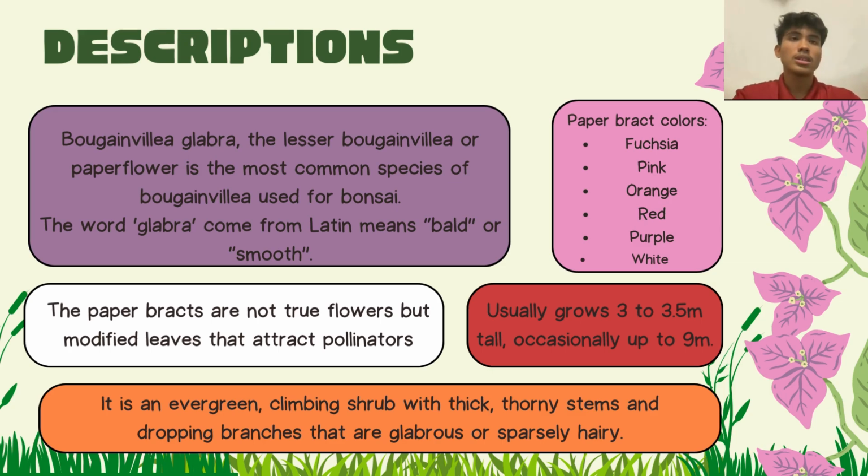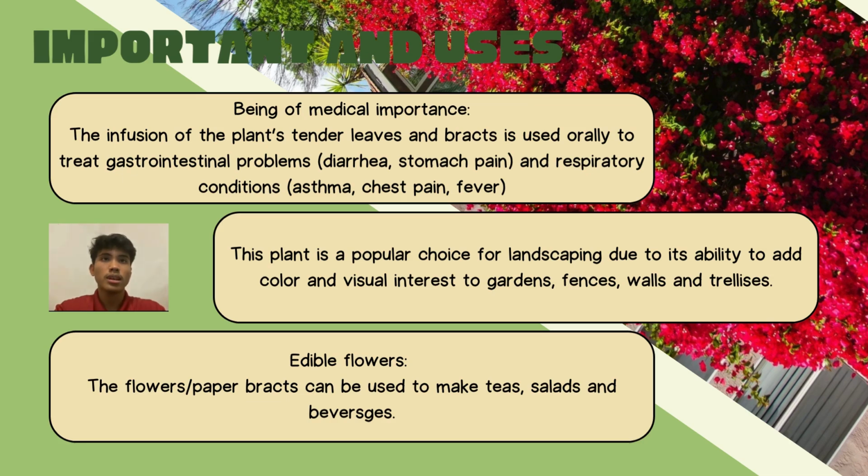Bougainvillea usually grows 3 to 3.5 meters tall, occasionally up to 9 meters. It is an evergreen climbing shrub with thick thorny stems and drooping branches that are glabrous or sparsely hairy. Additionally, I will talk about the importance and uses of Bougainvillea. The first one is being of medical importance. The infusion of the plant's tender leaf and bracts is used orally to treat gastrointestinal problems like diarrhea and stomach pain, and respiratory conditions such as asthma, chest pain, and fever.